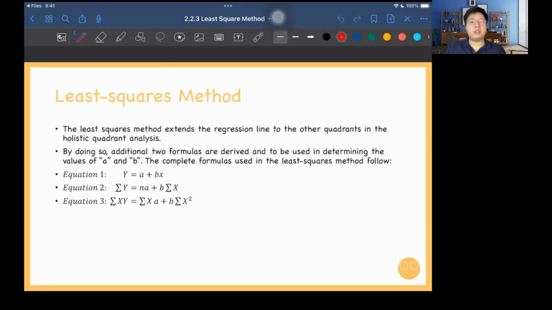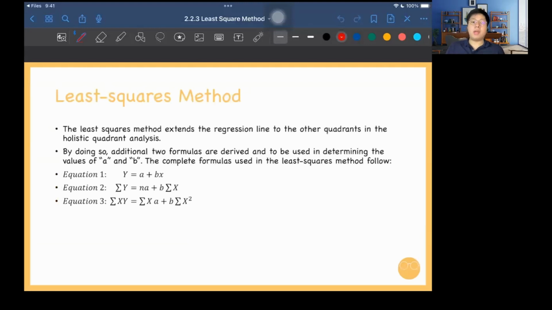The least squares method extends the regression line to the other quadrants in the holistic quadrant analysis. By doing so, additional two formulas are derived to be used in determining the values of A and B. A is the constant or the point of intercept, and B is the variable cost rate or the slope. The complete formulas used in the least squares method are as follows. We have here three equations.